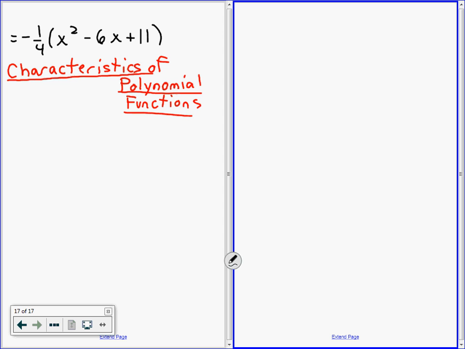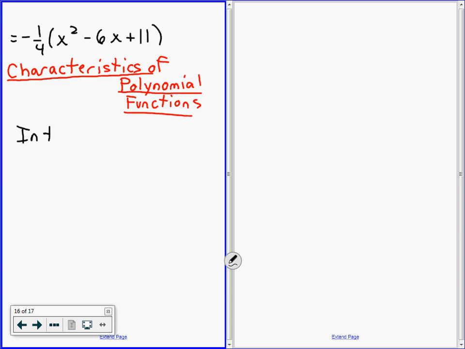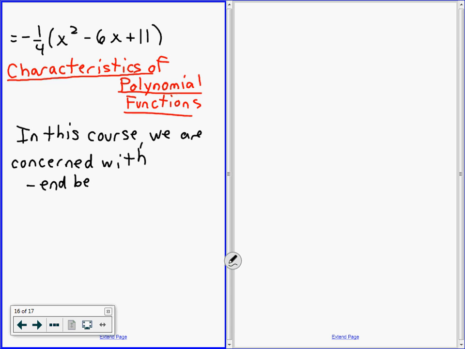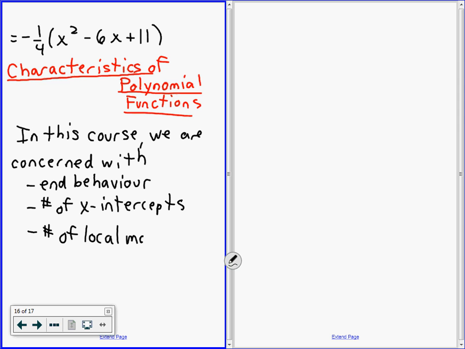Okay, in this course, I'll write it on here. Should we copy down the English course? Yes, please. We are concerned with end behavior. The number of x-intercepts. And the number of local maximums and local minimums.